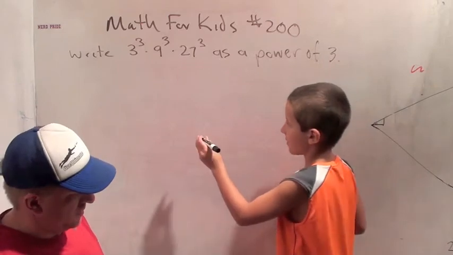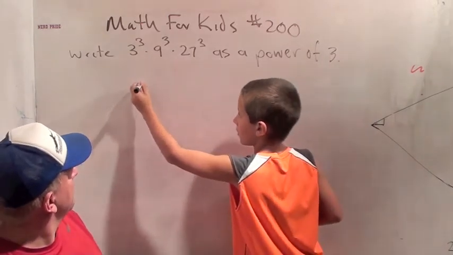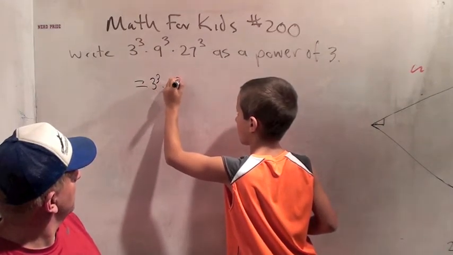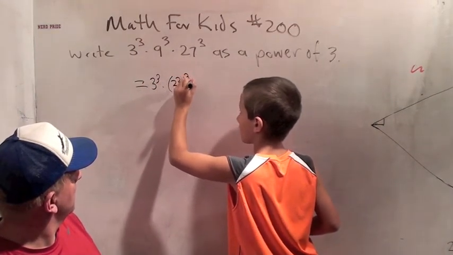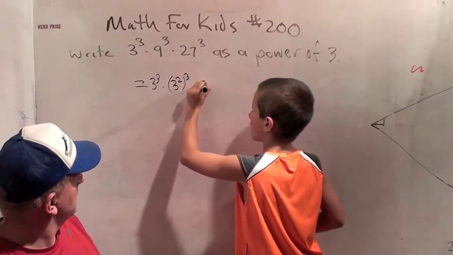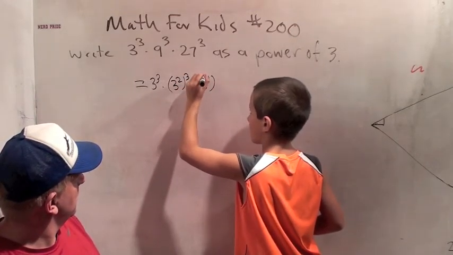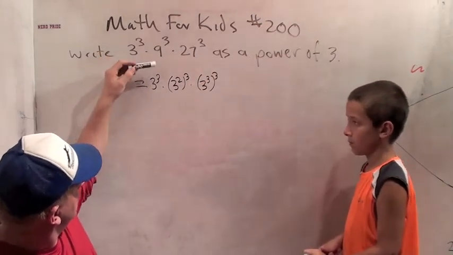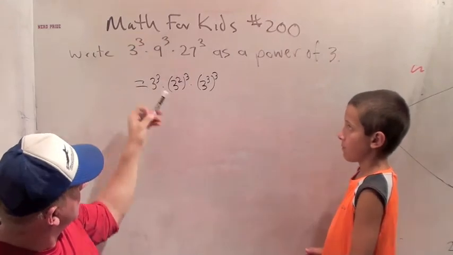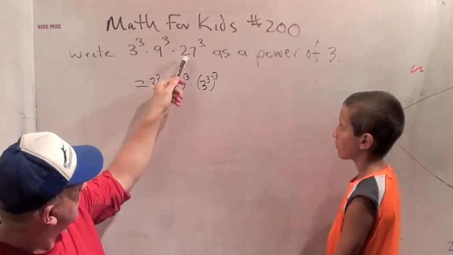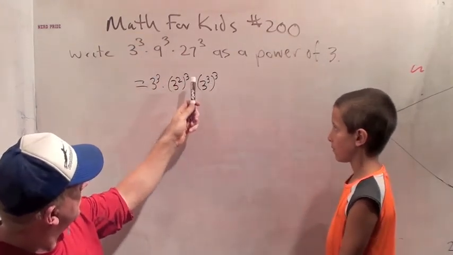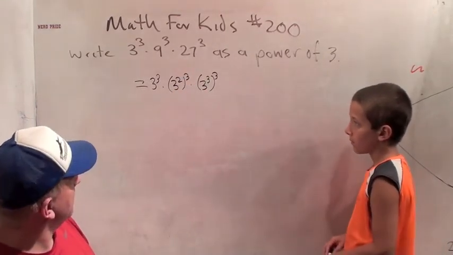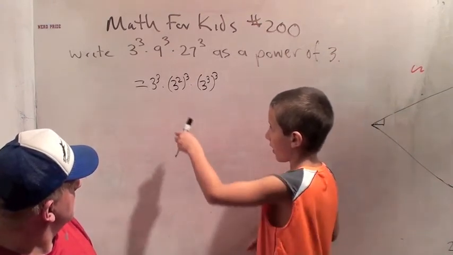Well, we can say that this equals 3 cubed times 3 squared cubed times 3 cubed cubed. Okay. So 9 is 3 squared, so 9 cubed is 3 squared cubed. Good. 27 is 3 cubed, so 27 cubed is 3 cubed cubed. Okay, good job. Good start so far. So now we can evaluate each of them.